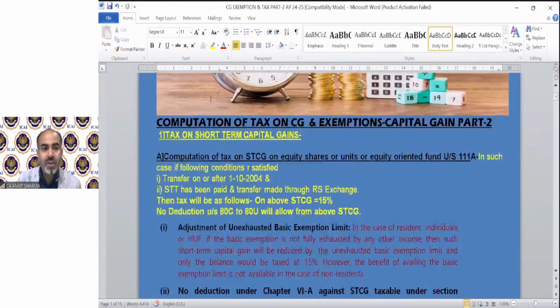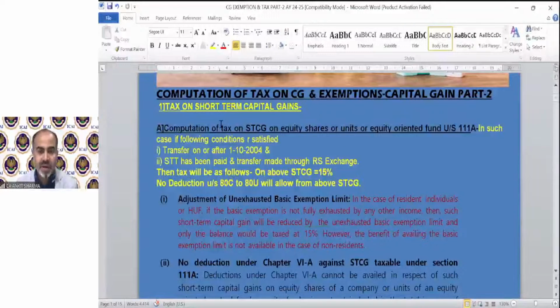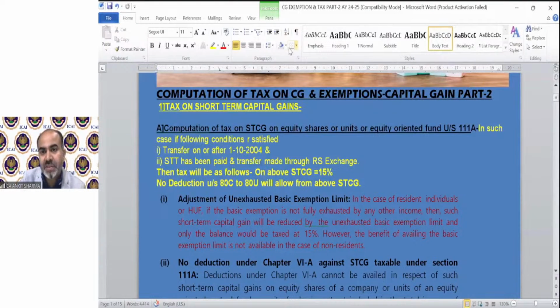So computation of tax on short-term capital gain on equity shares or units of equity-oriented fund under section 111A. All these kinds of gain we have discussed in part 1. Section 111A talks about, like there were two specific sections. If you have equity shares on which STT has been paid at the time of purchase, at the time of transfer. And if you have equity-oriented fund on which STT is paid at the time of transfer.